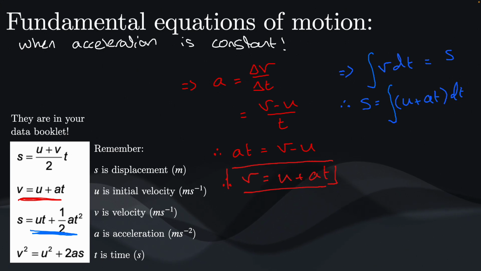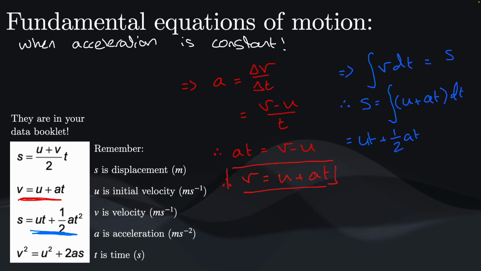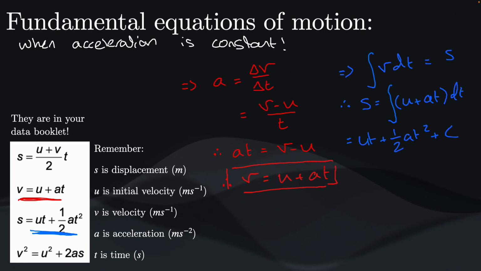And when we use the power rule, we find that that is equal to ut plus half at squared plus some constant c. Now, what's really important is that the constant c in this case would refer to an initial displacement, a displacement that's happened when time is 0. But because we're just trying to find the change in displacement, not some total displacement, we can make our lives a lot easier by just saying c is equal to 0.